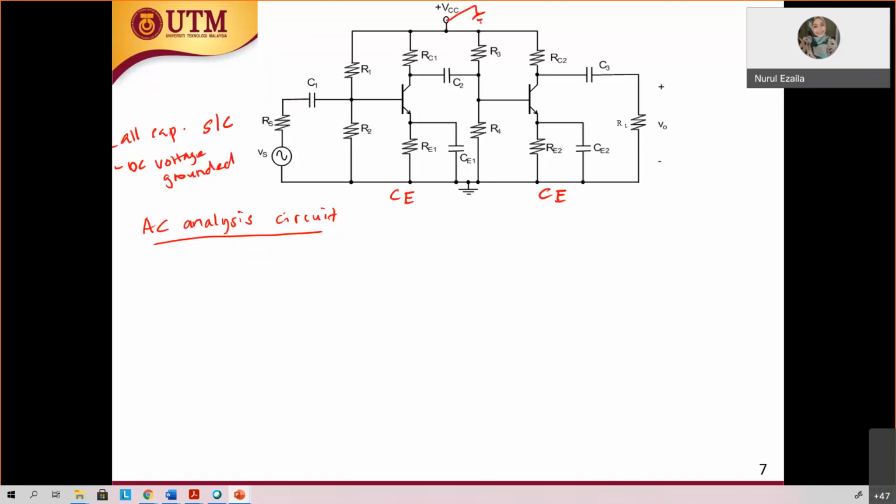So capacitor shorted, DC voltage grounded. Let's short all the capacitors. We have capacitor 1, and then capacitor 2, this one will be shorted as well. CE1 will also be shorted. What happens to RE1? Short, yes, correct. Then C3 is short circuit, and CE2 is also short circuit. What happens to RE2? Short circuit.